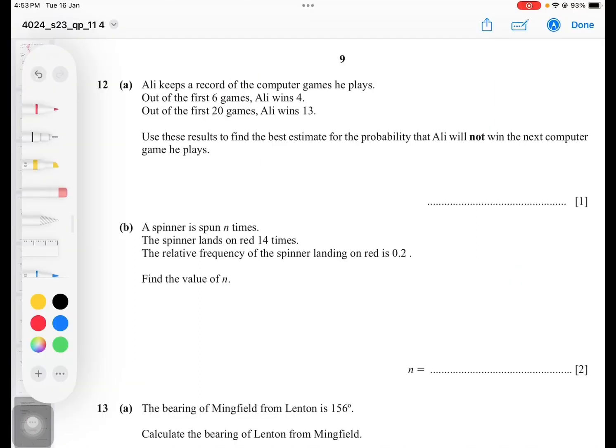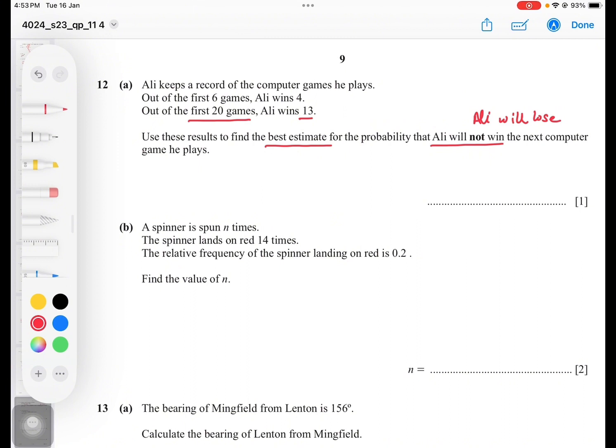In question number 12a, Ali keeps a record of the computer games he plays. Out of the first 6 games, Ali wins 4. Out of the first 20 games, Ali wins 13. So use the results to find the best estimate for the probability that Ali will not win the next computer game he plays. So Ali will not win means Ali will lose. So you have to give the best estimate that Ali will lose.